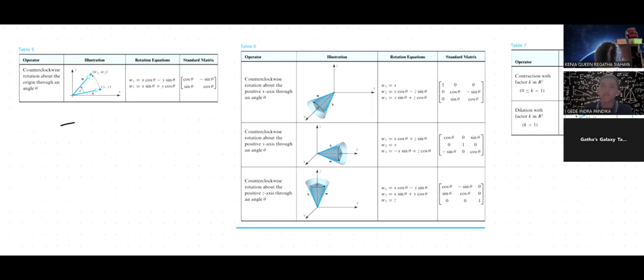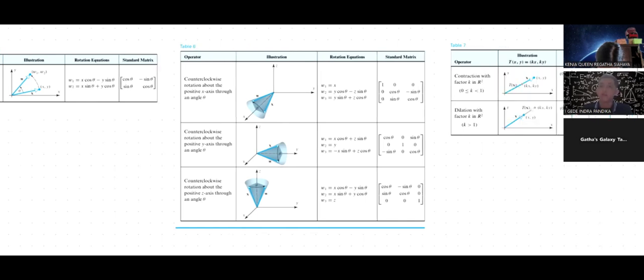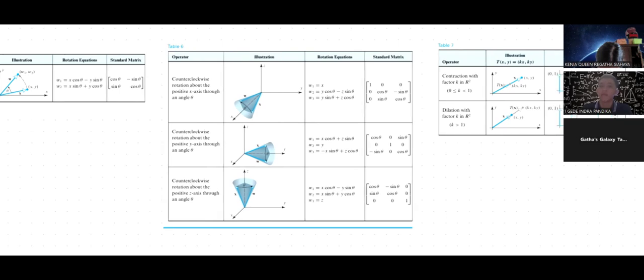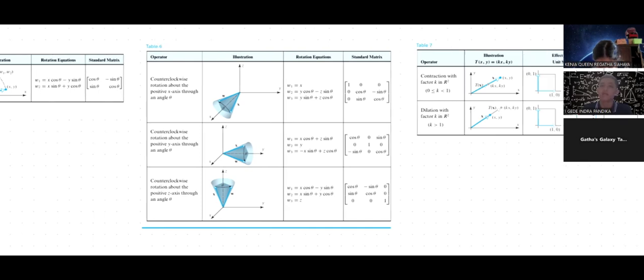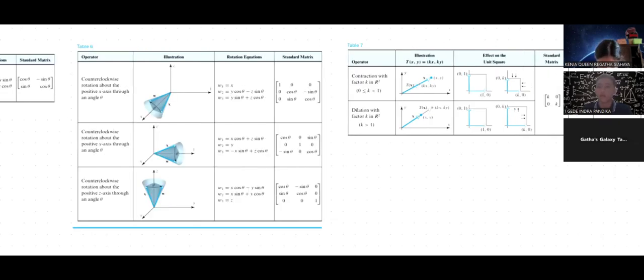Here we have counterclockwise rotation about the origin by angle theta. So the rotation equation will be y1 equals x cos theta minus y sin theta, and y2 equals x sin theta plus y cos theta. So the standard matrix will be cos theta, minus sin theta, sin theta, and cos theta. Next, we can explain table number 6.